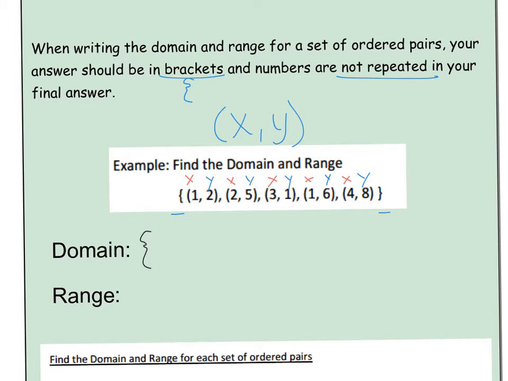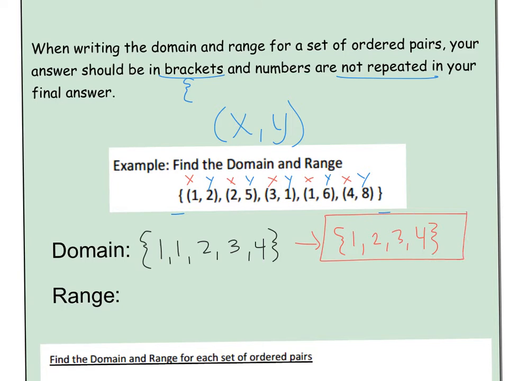And I see that I have domain values of 1, and there's another 1. So I'm going to list them, but they're not actually going to repeat in my final answer, remember? So then I have a 2, a 3, and a 4. So this isn't actually correct because I have that repeating 1. So my domain values without repeats are just 1, 2, 3, and 4. So my x values with no repeats.